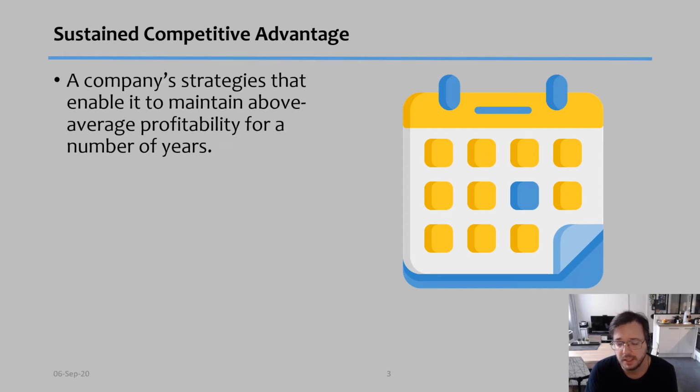And that basically means that a sustainable competitive advantage is one where company strategies enable them to obtain above average profitability for a number of years. In other words, you do better than the competition, not just this year, but the year after, the year after, and so on. So this is the ultimate goal, and this is why many times companies decide to sacrifice a little bit the short term in order to obtain more sustainable growth in the long term.